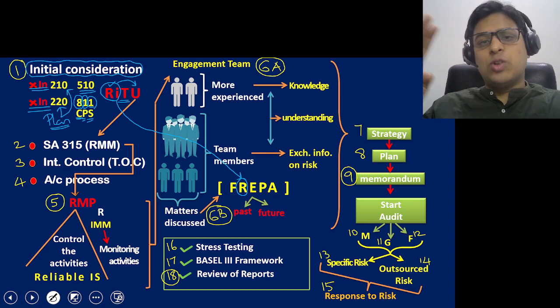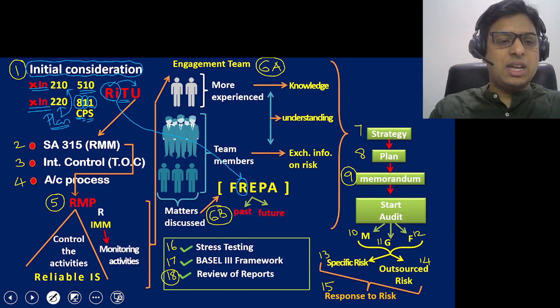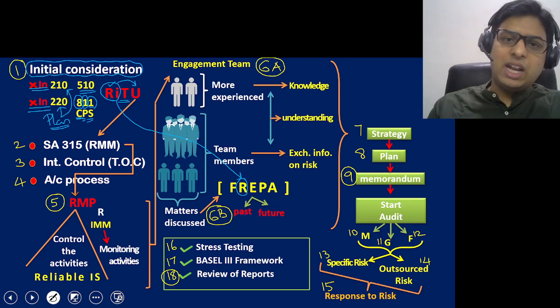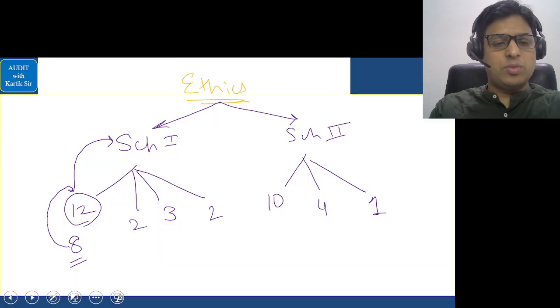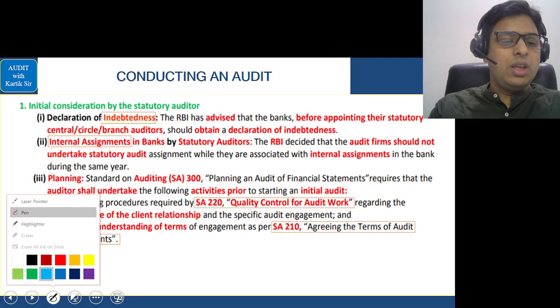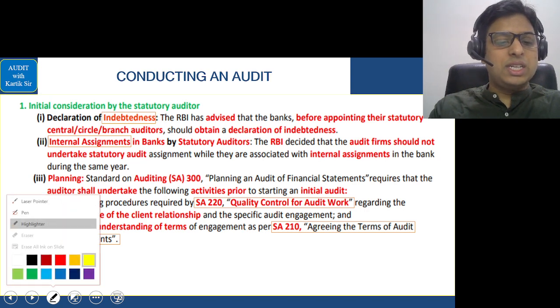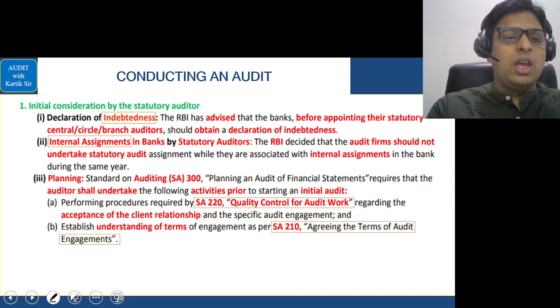So let's do one thing. Let's go to the main area where the content is there, and 1, 2, 3, 4, let's do it. We'll again come back for the fifth one here in the diagram. Okay. So please come to 1, 2, 3, 4 here. See this. Keep marking it here so that it is easy for you to understand. Please see here. Initial considerations are given by the statutory auditor. First, please underline that: declaration of indebtedness.